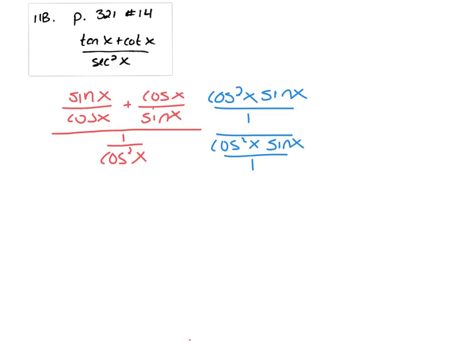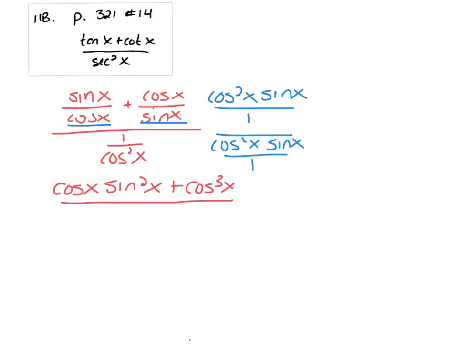And so what's going to happen here is in the numerator, I'm going to be distributing that, and the cosine of x here is going to cancel with the cosine squared of x, and I'll have cosine of x, and then I'm going to have sine squared of x. This sine of x is going to cancel with the sine of x that I'm multiplying through by, and I'm actually going to have cosine cubed of x. In the denominator, this cosine squared of x is going to cancel with the cosine squared of x, and I will have sine of x.